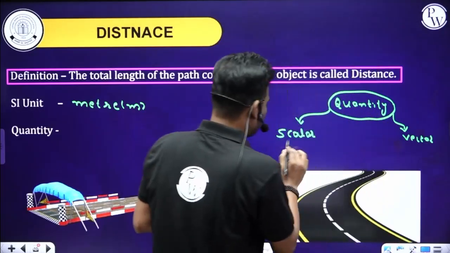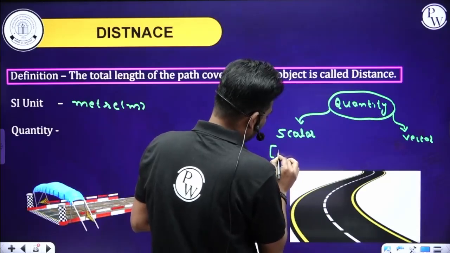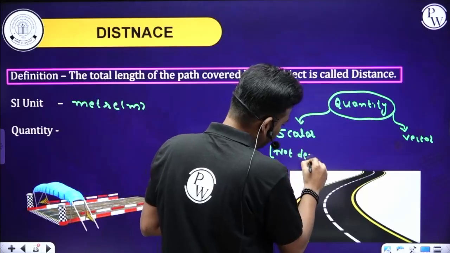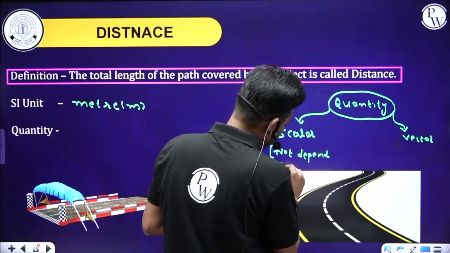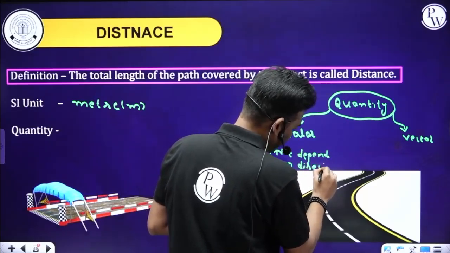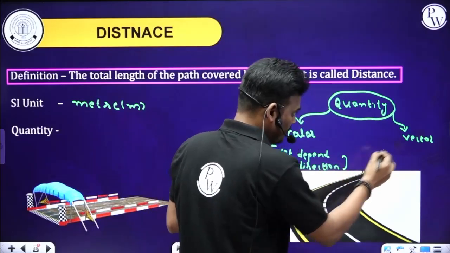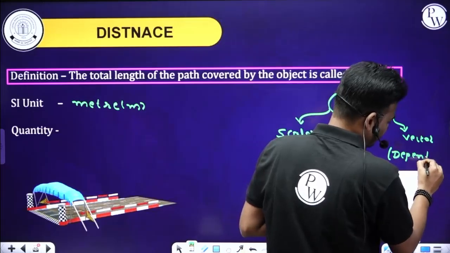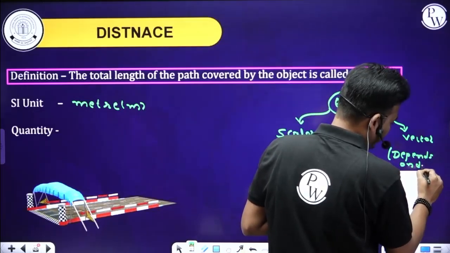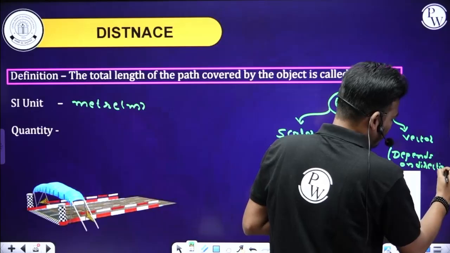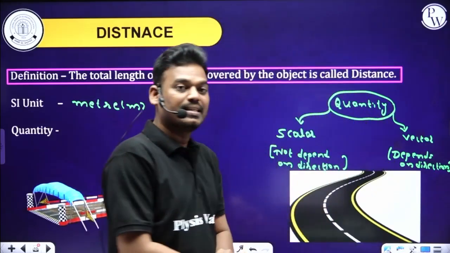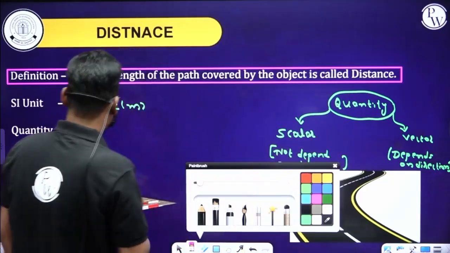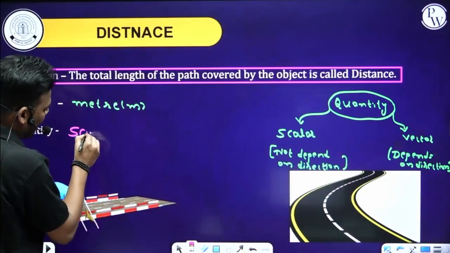This scalar does not depend on direction. But the vector depends on direction. Simple. As we have seen, distance does not depend on a direction. Therefore, which type of quantity is it, scalar or vector? So here you can write this as a scalar.